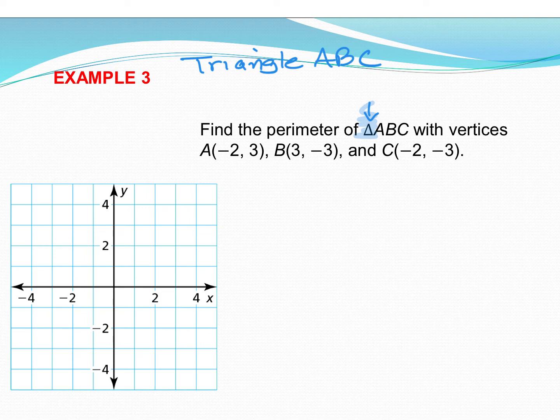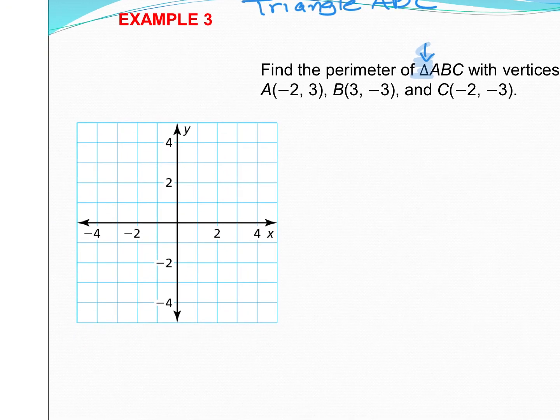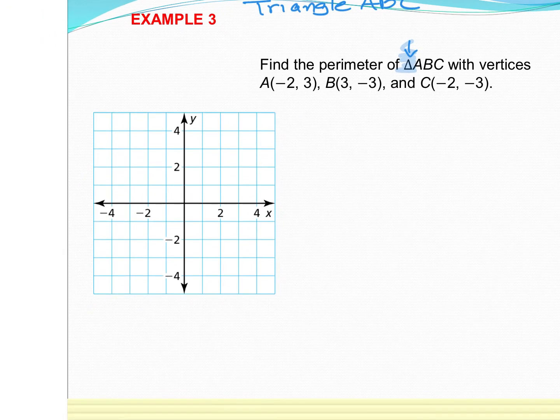So I'm going to go ahead and graph these 3 ordered pairs, and then I'm going to connect the points, and it's going to form a triangle. So for point A, it's the ordered pair -2, 3. And then for B, 3, -3. And then for C, -2, -3. So now I can connect my points. I'm going to also label them A, B, and C.